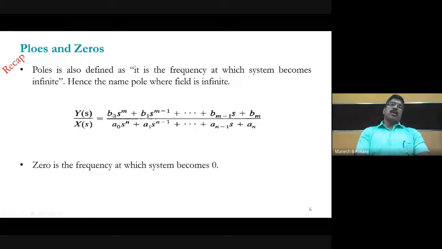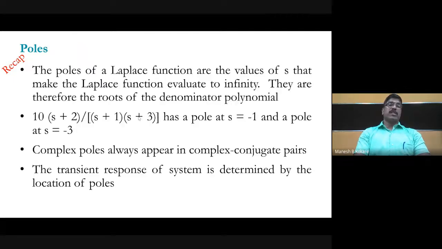Whereas a zero is the frequency at which the system becomes zero, or the roots of the numerator. If you find the roots of the numerator and put the value of s equal to that root, then the whole transfer function becomes zero, and the corresponding roots are called the zeros of that system. The poles of the Laplace function are the values of s that make the Laplace transform, or the whole transfer function, infinity. They are therefore the roots of the denominator polynomial.